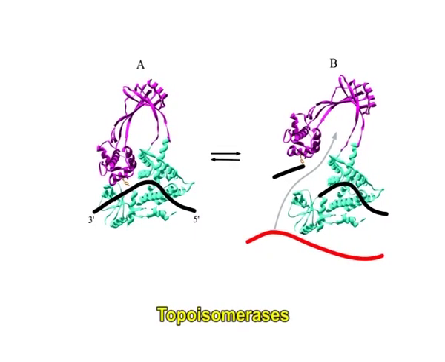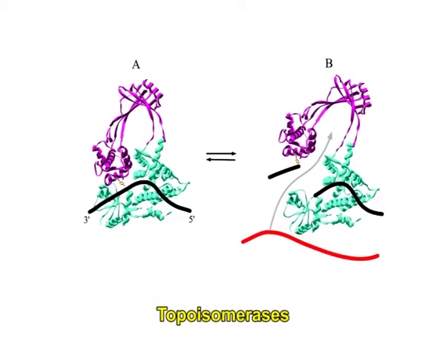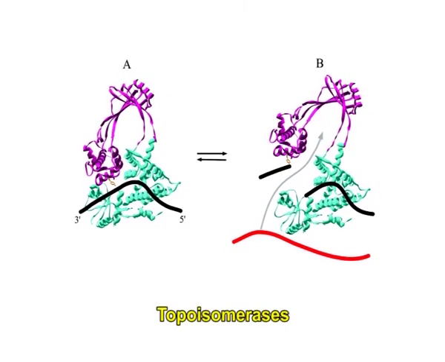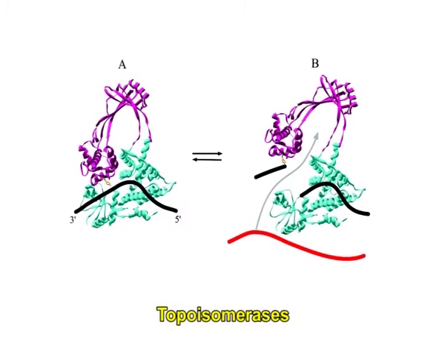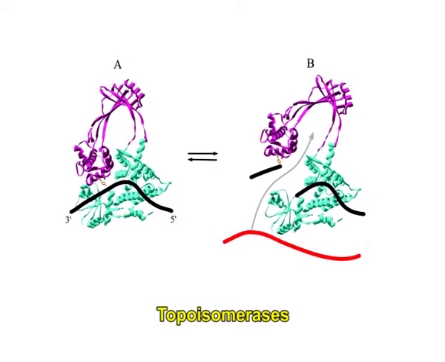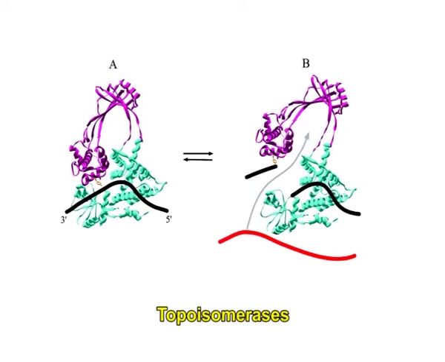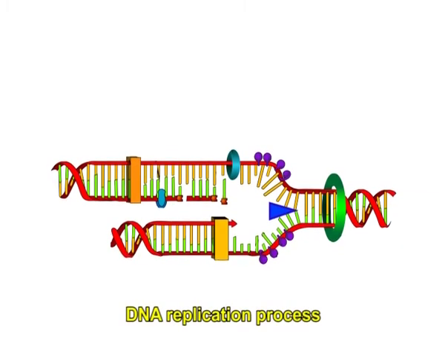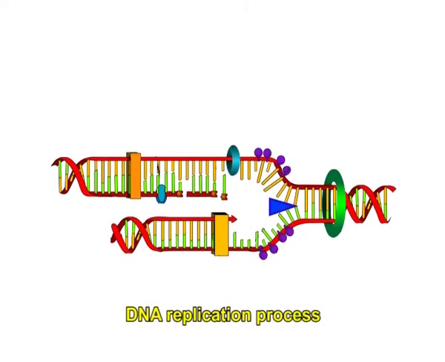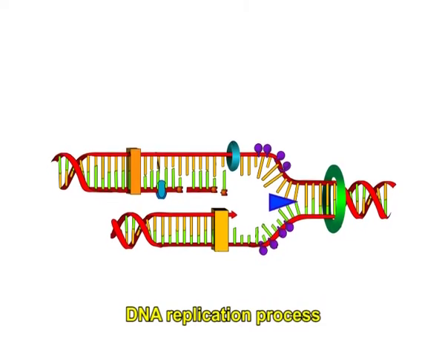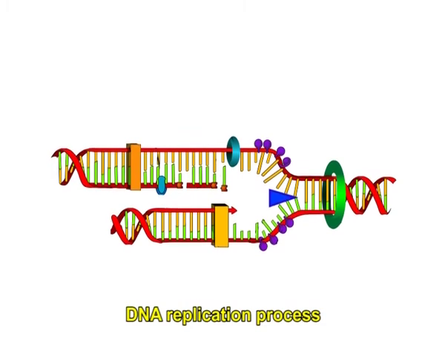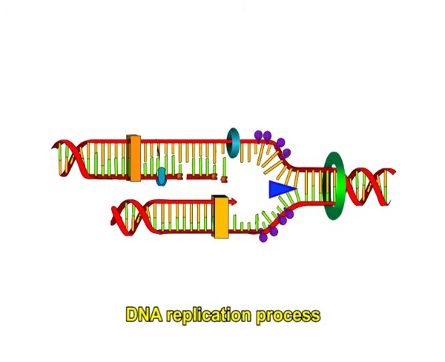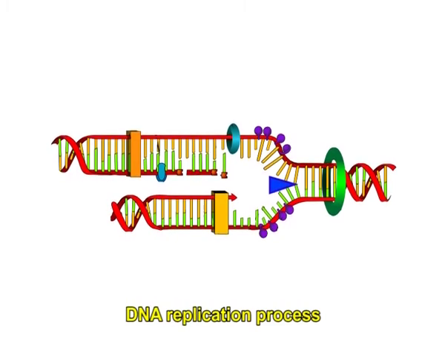Topoisomerases are enzymes that determine the overwinding or underwinding of the DNA molecule. The winding problem of the DNA molecule develops because of the intertwined nature of its double helical structure. For example, during DNA replication, the DNA molecule becomes overwound in front of a replication fork. If it is left unresolved, this tension would gradually stop the DNA replication process.